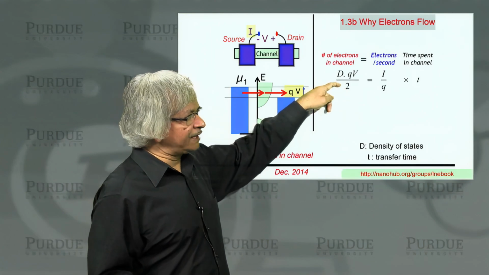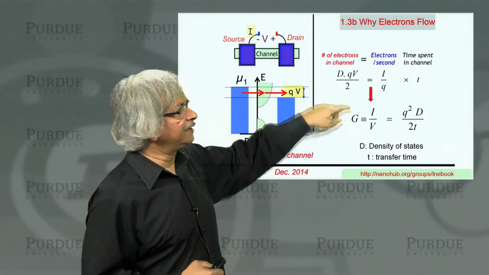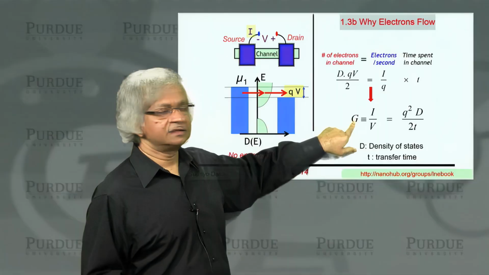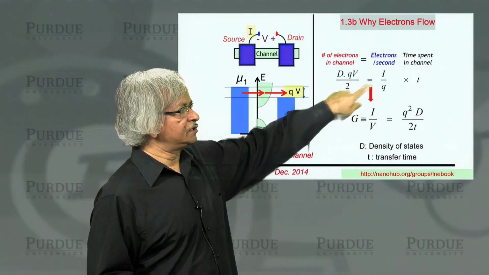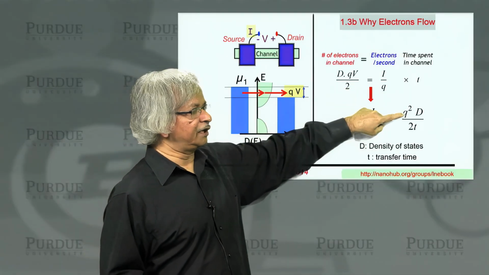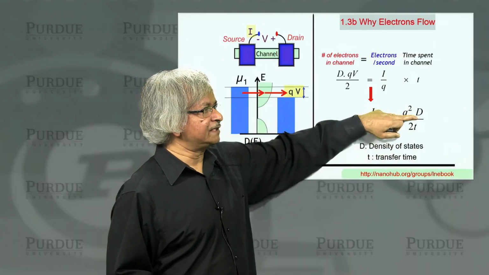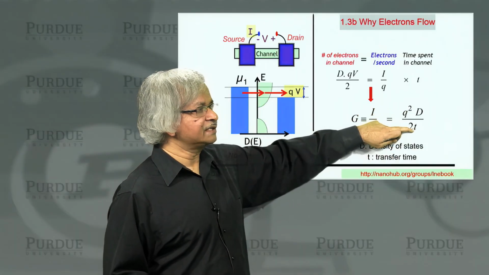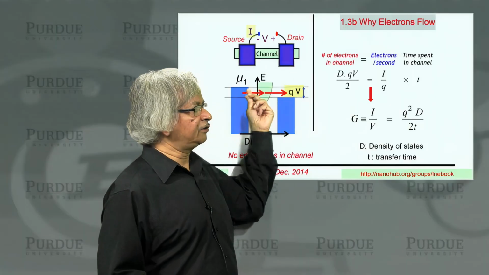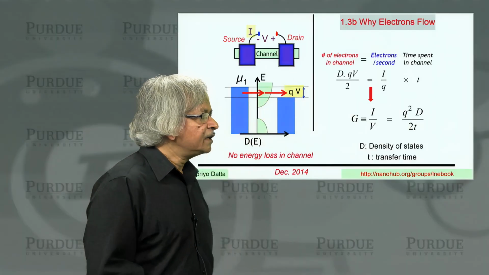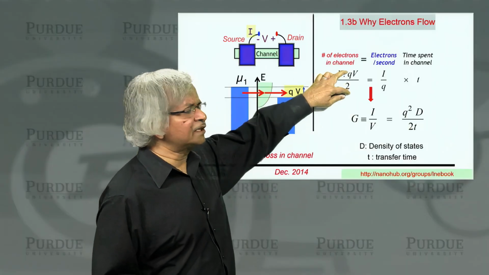But if you accept this, then you immediately get an expression for the conductance: current divided by voltage. With just simple algebra, you get Q squared D over 2T. That's the density of states, and T is the time it takes for an electron to get from left to right. So where did this equation come from?